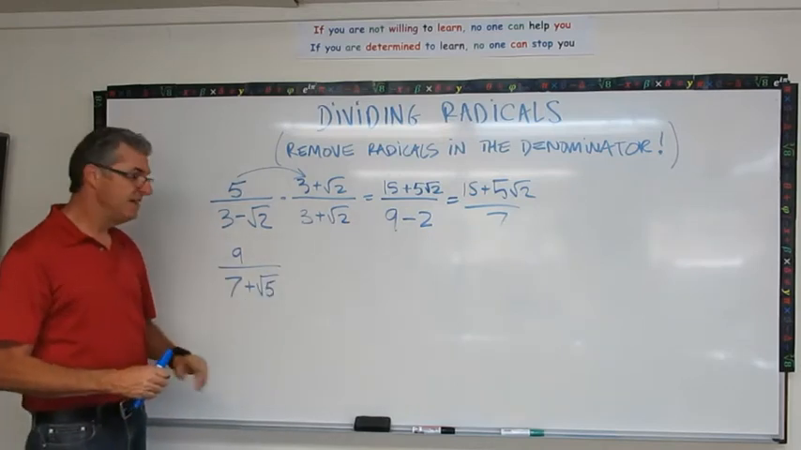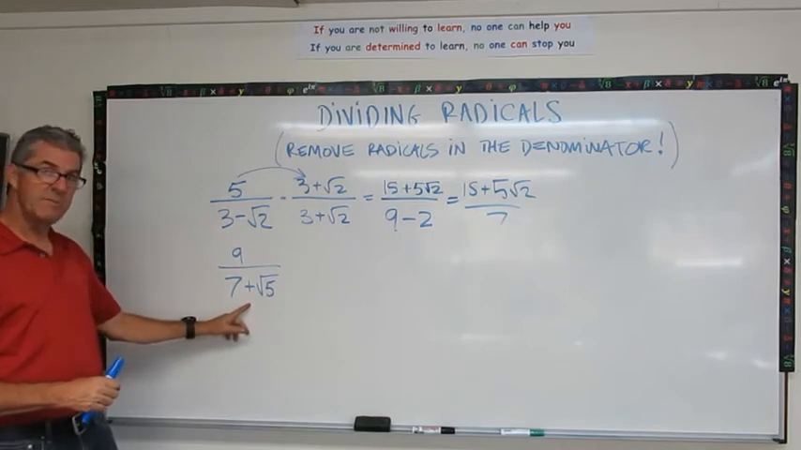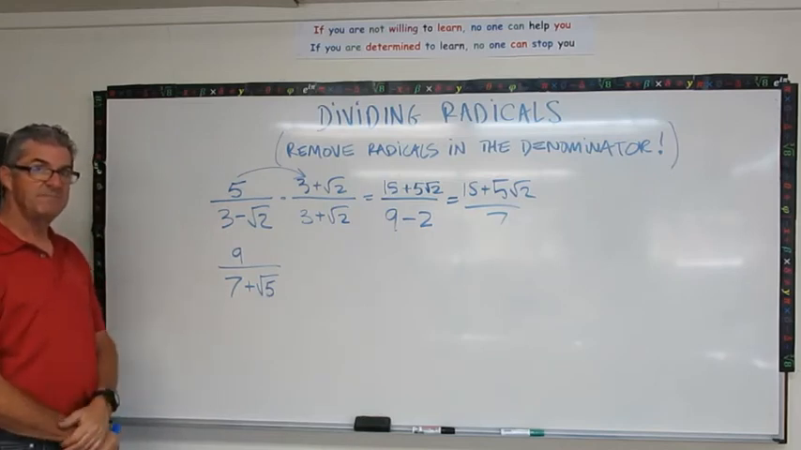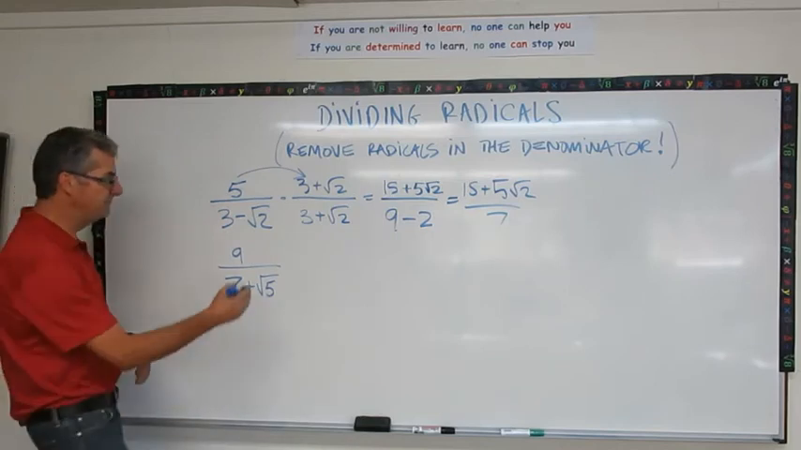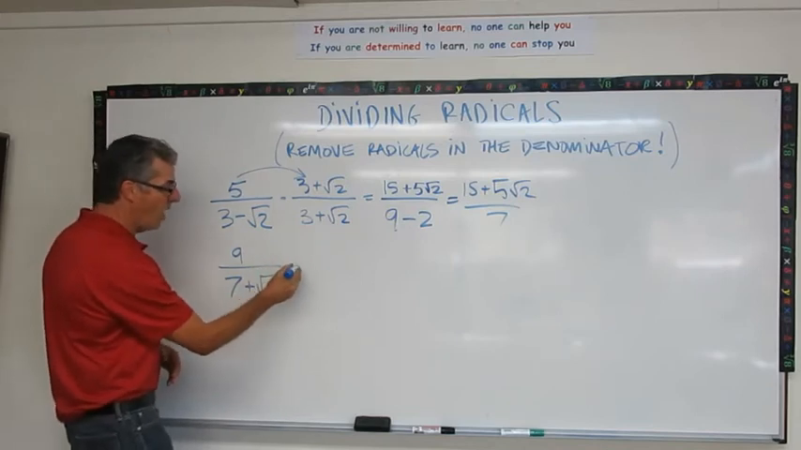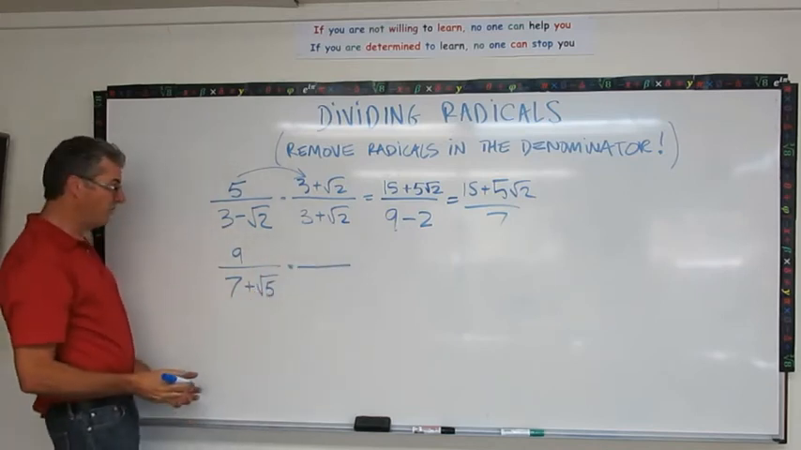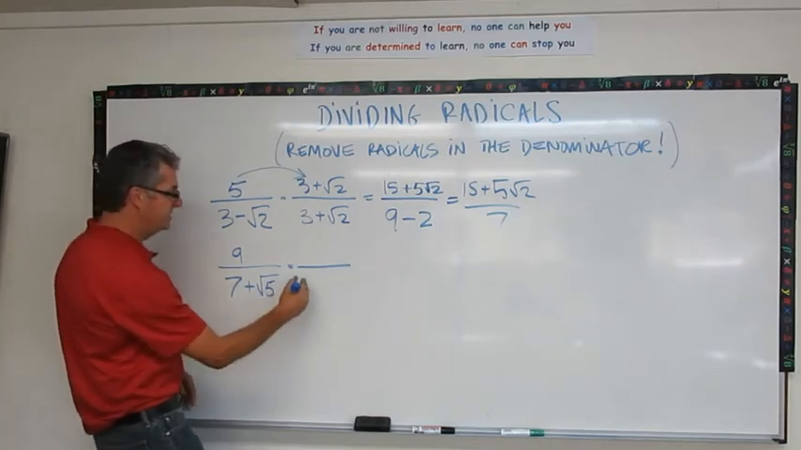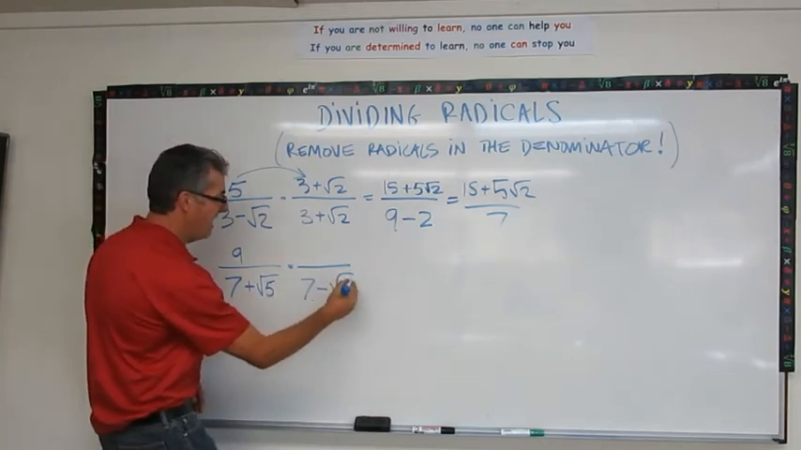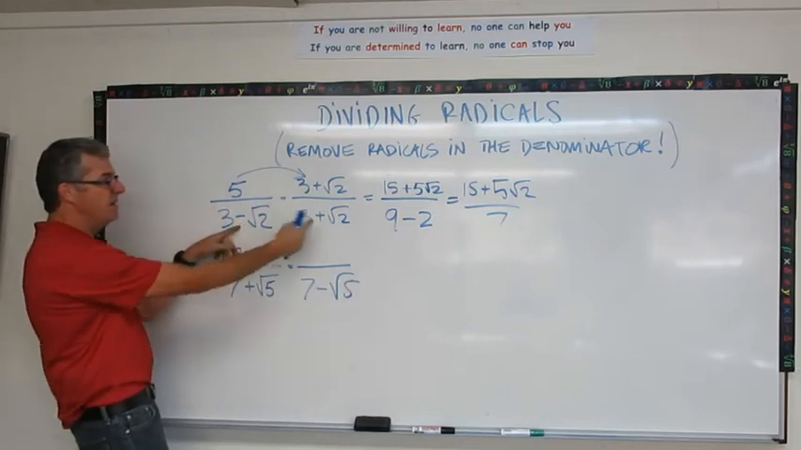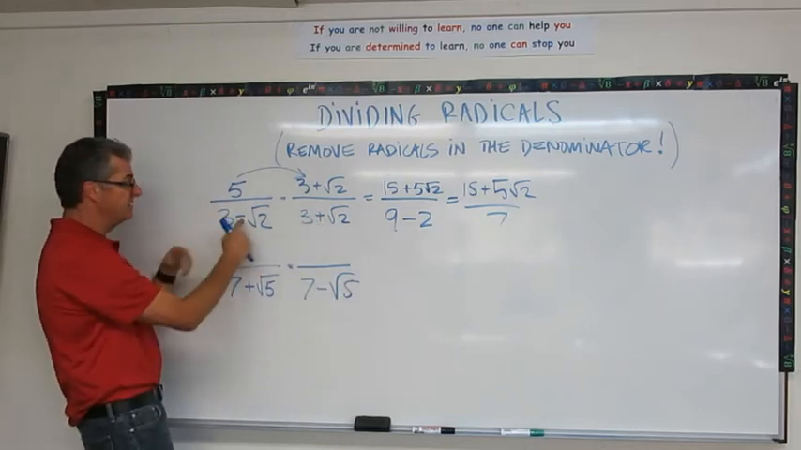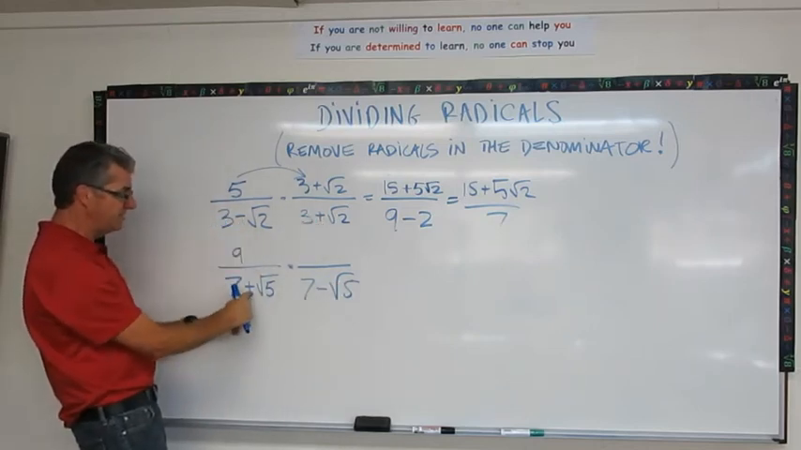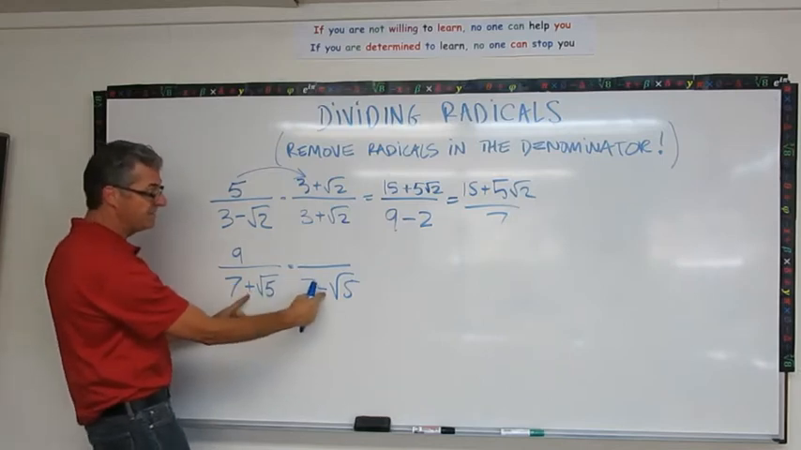If you want to try, this one is fairly similar. Pause the video and see how far you get. Okay, let's do it. We're going to multiply by 1, a weird version of 1. It's going to be this thing minus that thing. 7 minus root 5. Notice how on this problem I multiplied it by the plus because this was the minus. On this one, since the plus is here, I'm going to put the minus there.